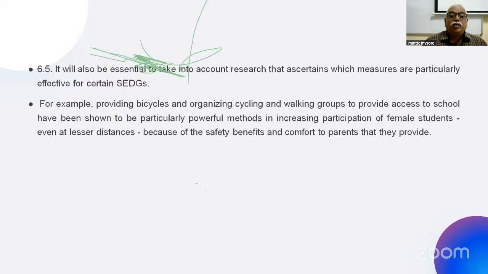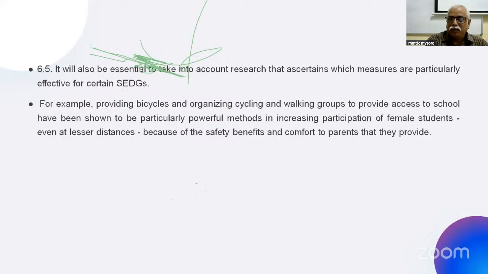Then at 6.5, it talks about how it will also be essential to take into account research that ascertains which measures are effective for certain SEDGs. That means you cannot implement various programs and schemes for socially and economically disadvantaged groups of people without conducting research on that particular group. Research is done to have empirical evidence of what you are going to do, what things are happening, and how this can be addressed.